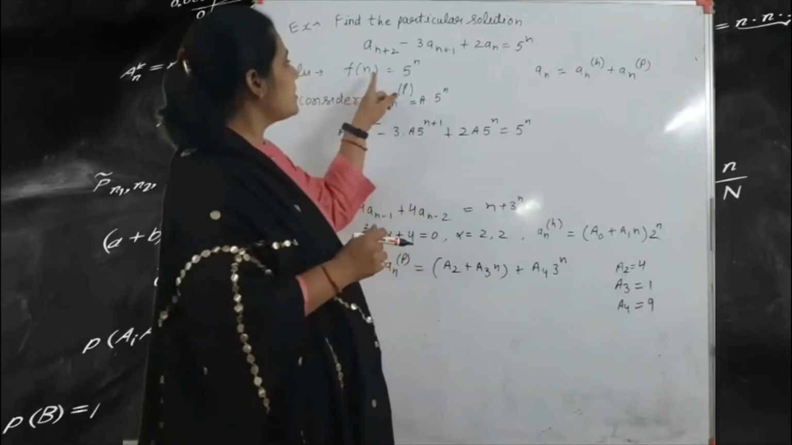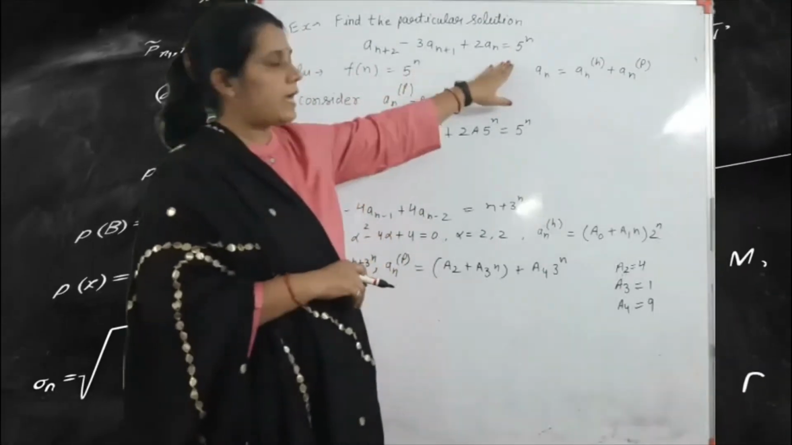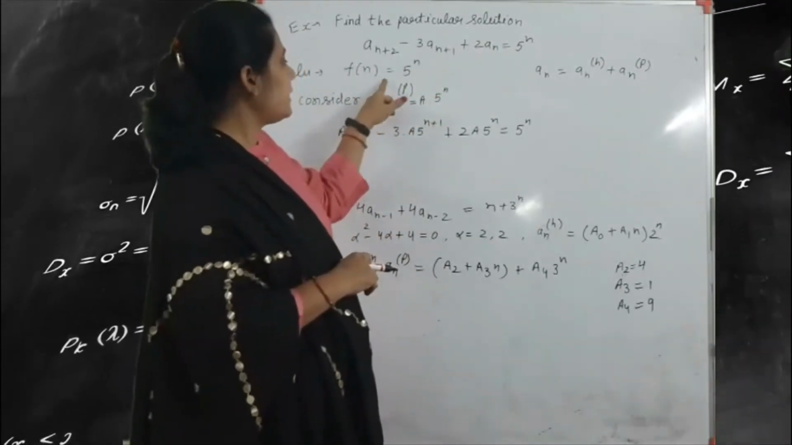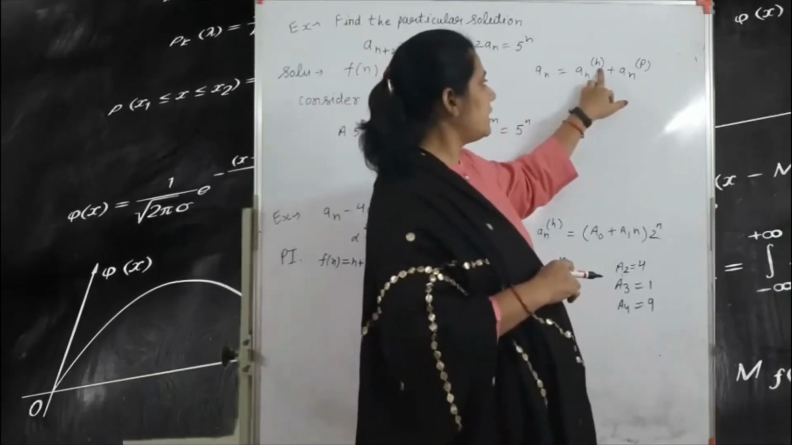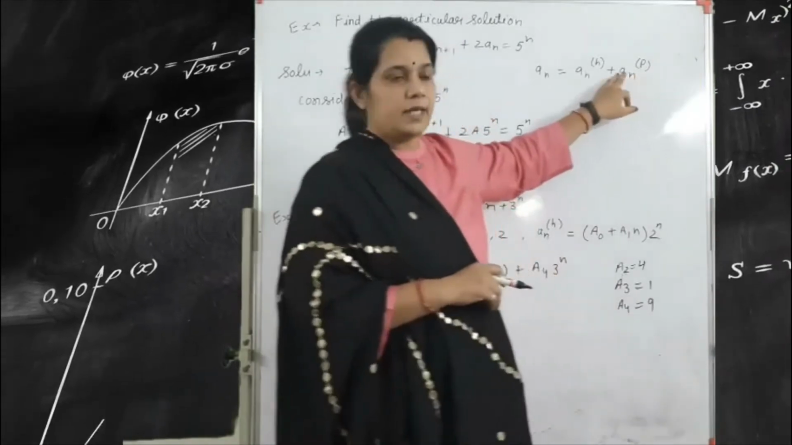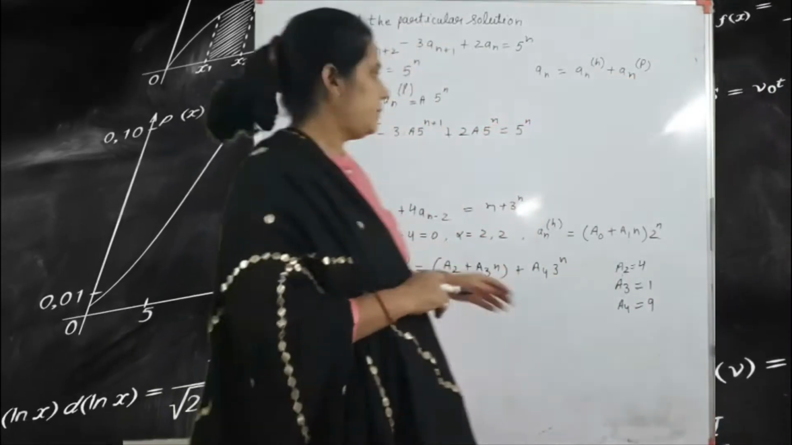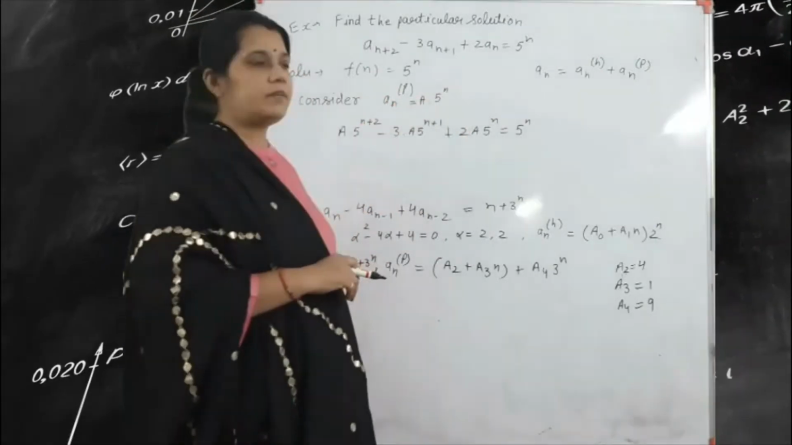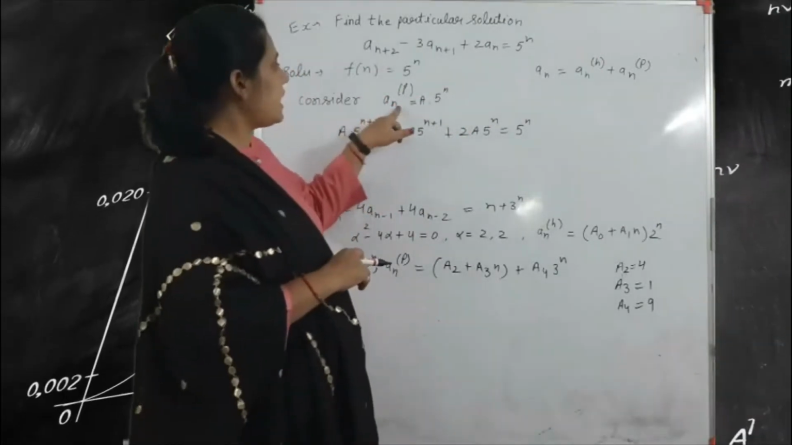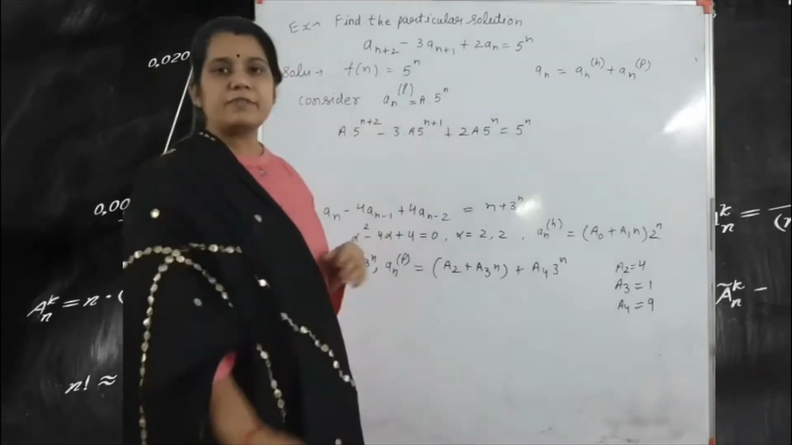So f(n) is equal to 5 raised to the power n. Here a_n^p, that is the PI. So the final answer is a_n is equal to a_n^h plus a_n^p, that is CF plus PI. So here a_n^p is equal to A times 5 raised to the power n. So put a_n equal to A times 5 raised to the power n.